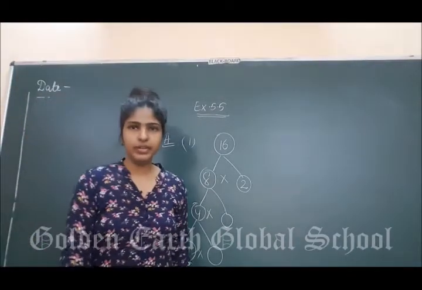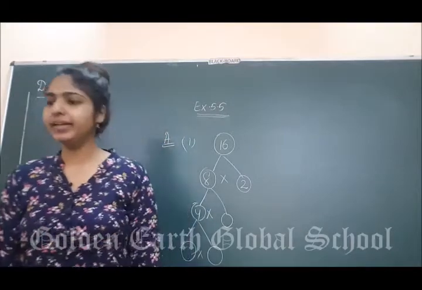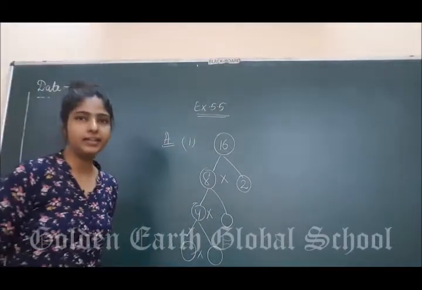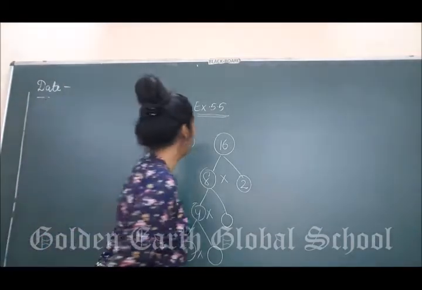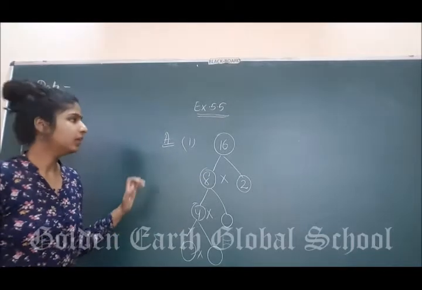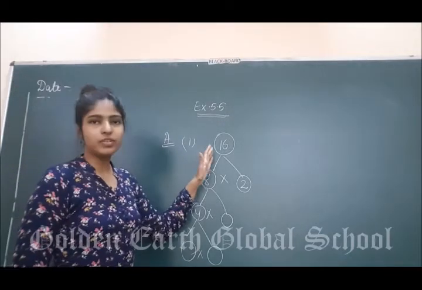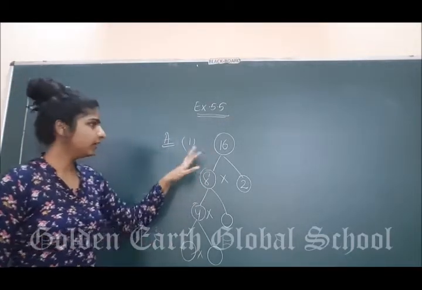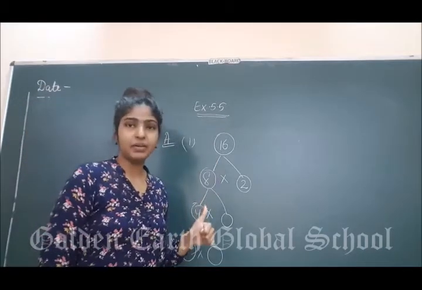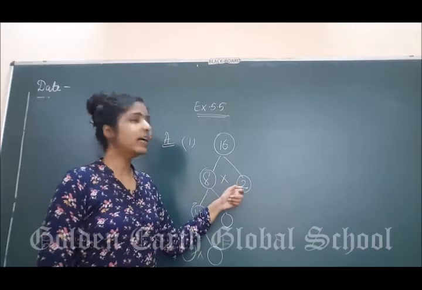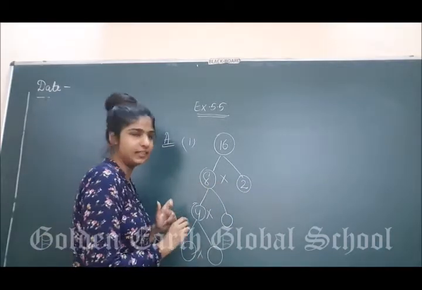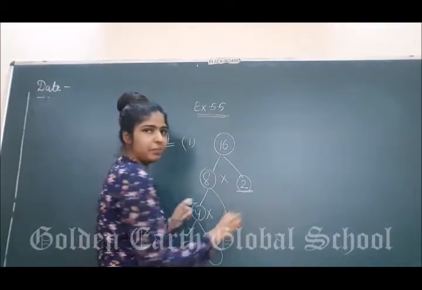Now we will do exercise 5.5. So A part is complete each factor tree. Now what we have to do is, first part is the number is 16. The number is 16. So first of all we check that 16 is divisible on 1. Yes, but 1 is not prime number. Then 2. 2 is a prime number. 2 8s are 16. Now we got a prime number that is 2.